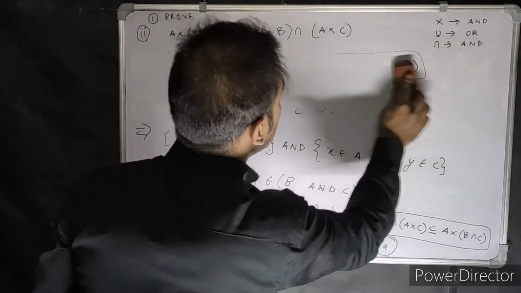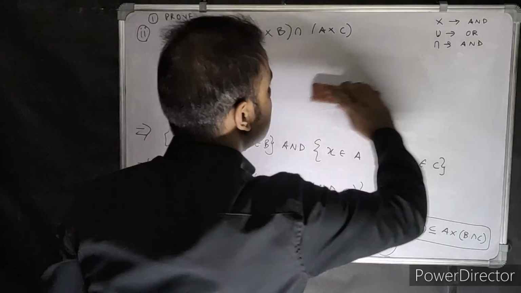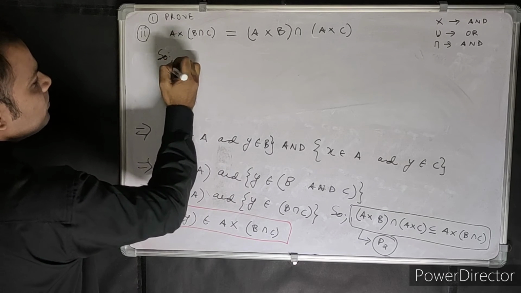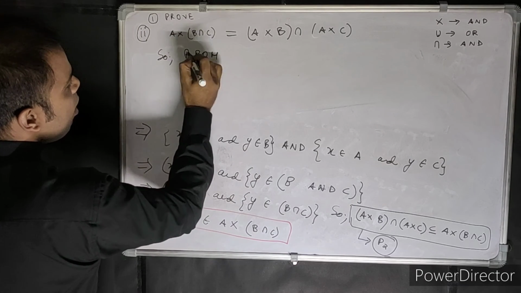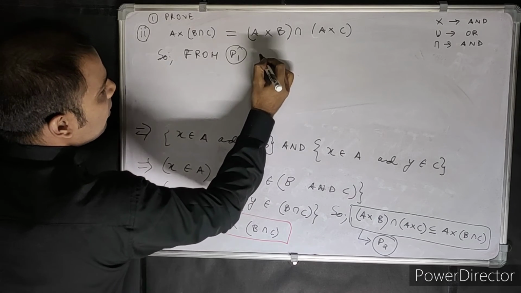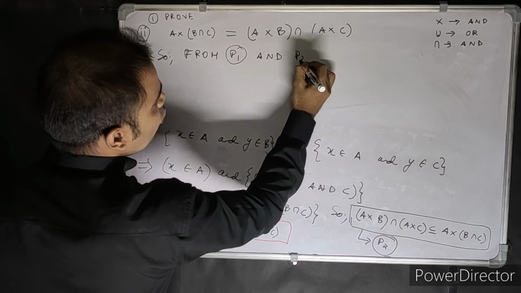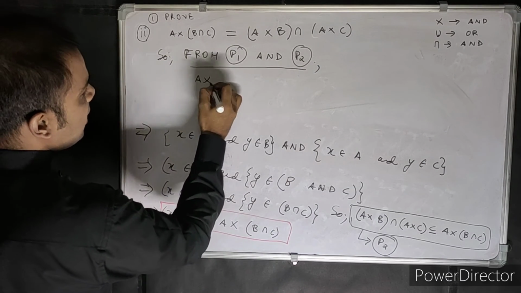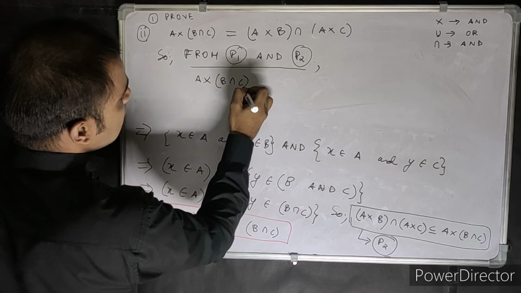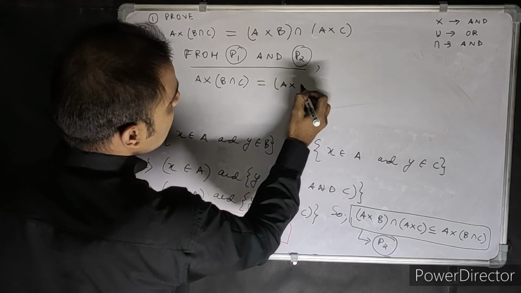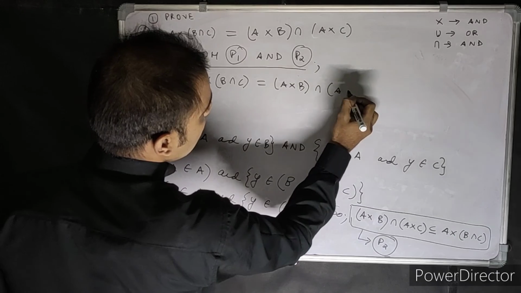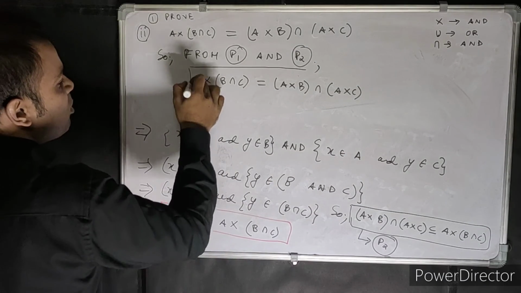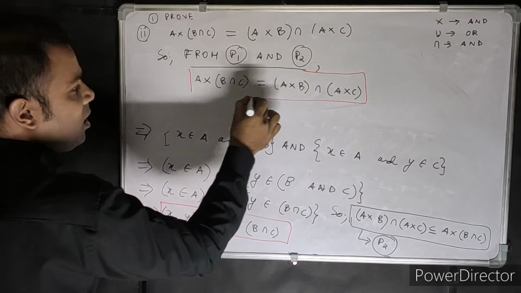Now what can you write? The only thing that you need to write is 'I have proved it'. Okay, and be happy. So from P1 and P2, you can write A cross (B intersection C) is equal to (A cross B) intersection (A cross C). And that is how you are supposed to prove these things, even the theorems.